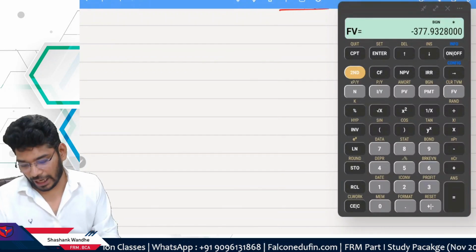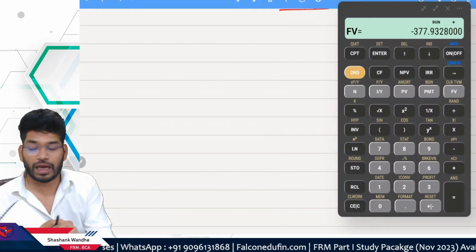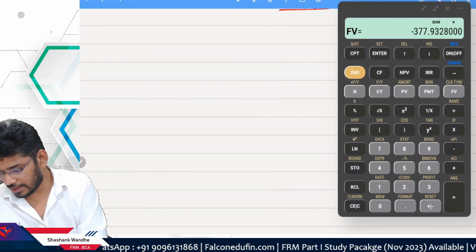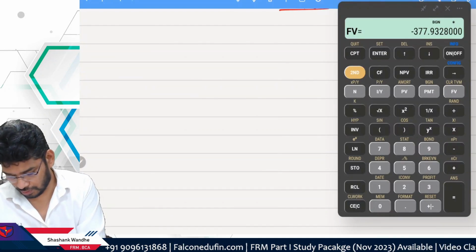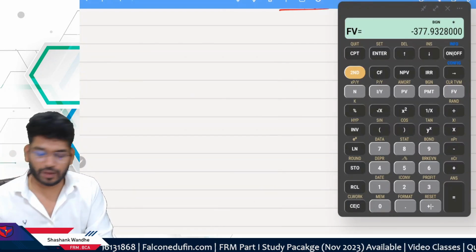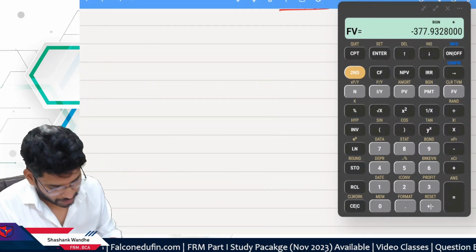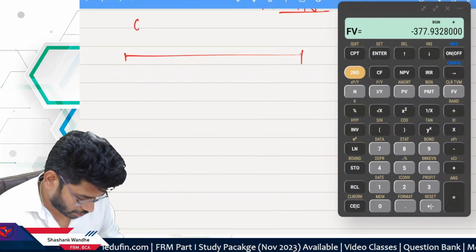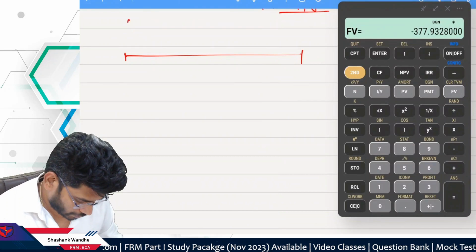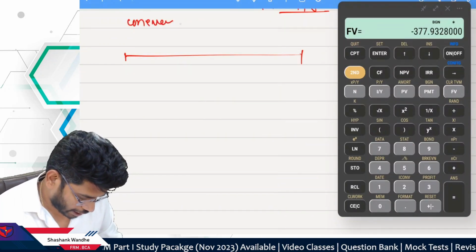Okay, now next, when there are uneven cash flows, mainly we use this for the NPV calculation, the project analysis. Okay, so for the uneven cash flows, let's assume the cash flows like this.